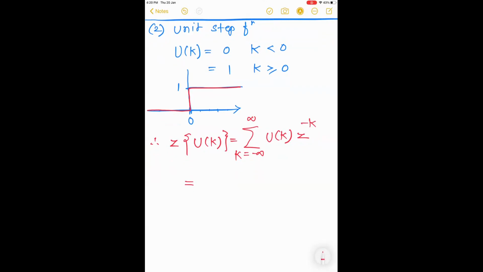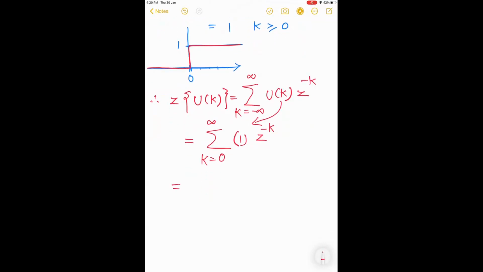Now, here you can see that for k less than 0, the answers are all 0. So it is actually a causal sequence. आ रहा है समझ में? Causal sequence का मतलब है only positive values के लिए defined. Negative values are all 0. So you can write the summation only for k equal to 0 to infinity, and the answer for the sequence u[k] is just 1 multiplied by z raised to minus k.